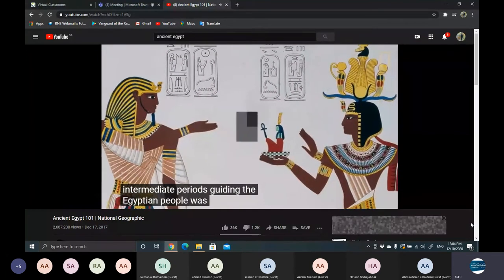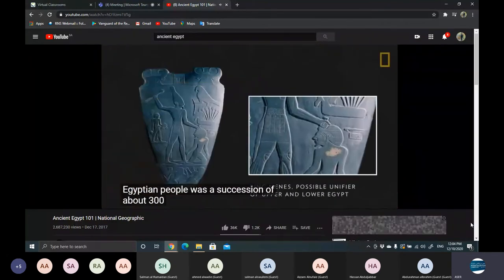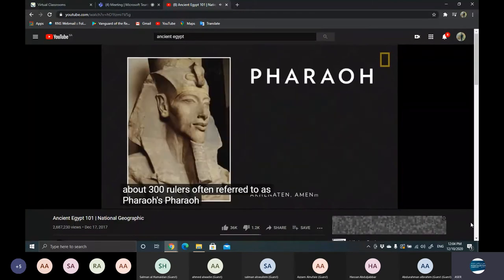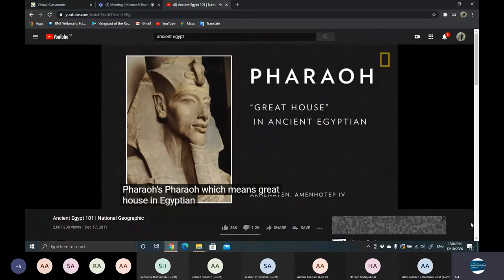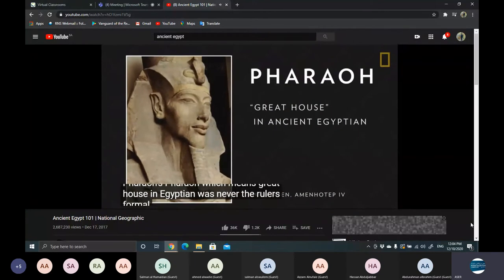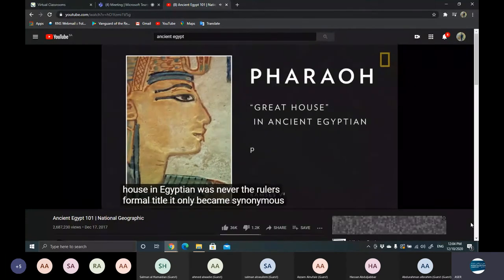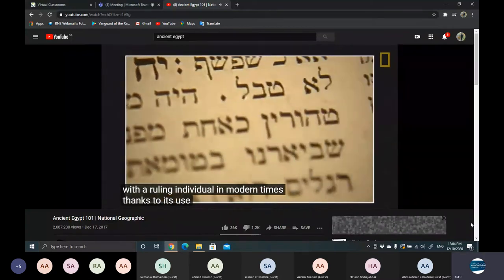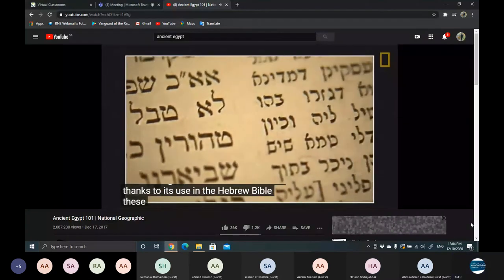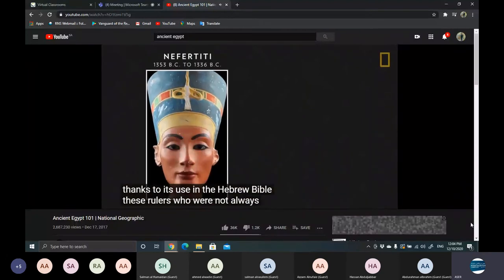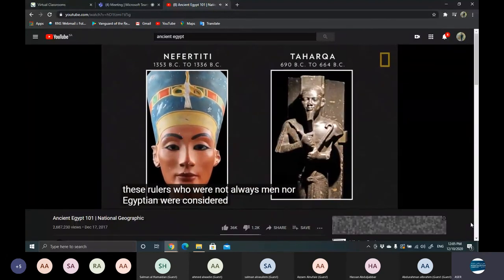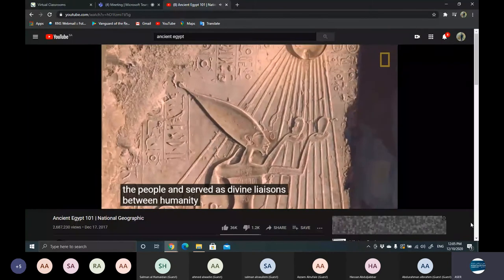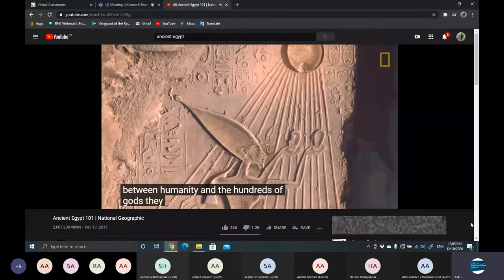Guiding the Egyptian people was a succession of about 300 rulers, often referred to as pharaohs. Pharaoh, which means great house in Egyptian, was never the ruler's formal title. It only became synonymous with the ruling individual in modern times, thanks to its use in the Hebrew Bible. These rulers, who were not always men, nor Egyptian, were considered protectors of the people and served as divine liaisons between humanity and the hundreds of gods they worshipped.